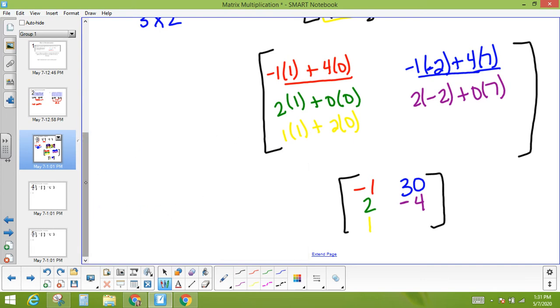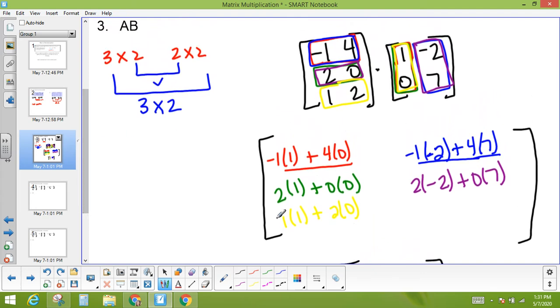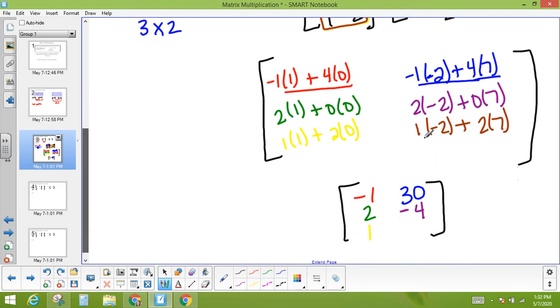Okay, so now we are in row 3, column 2. So we're going to go row 3, column 2. So 1 times -2 plus 2 times 7. So that's going to give us -2 plus 14, so 12.